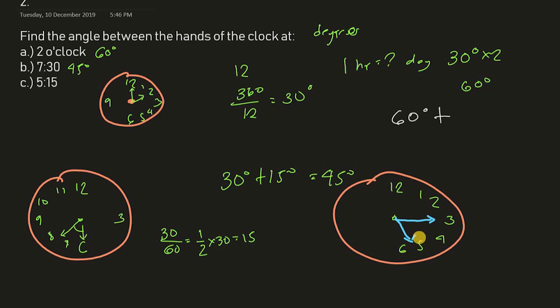Ilang minutes ba to? This is 15 minutes, di ba? So, that's 15 minutes divided by 60. We get the ratio that's equal to, I think, 1/4. Tama ba? Trust issues, 15 divided by 60. Yeah, 1/4. 1/4, i-multiply natin yan sa isang oras, which is 30 degrees. 1/4, guys, times 30 is 7.5. So, i-add na lang natin dito, plus 7.5, di ba? Which is equal to 60 plus 7.5 is 67.5 degrees. Yan. So, our answer here, guys, is 67.5 degrees.